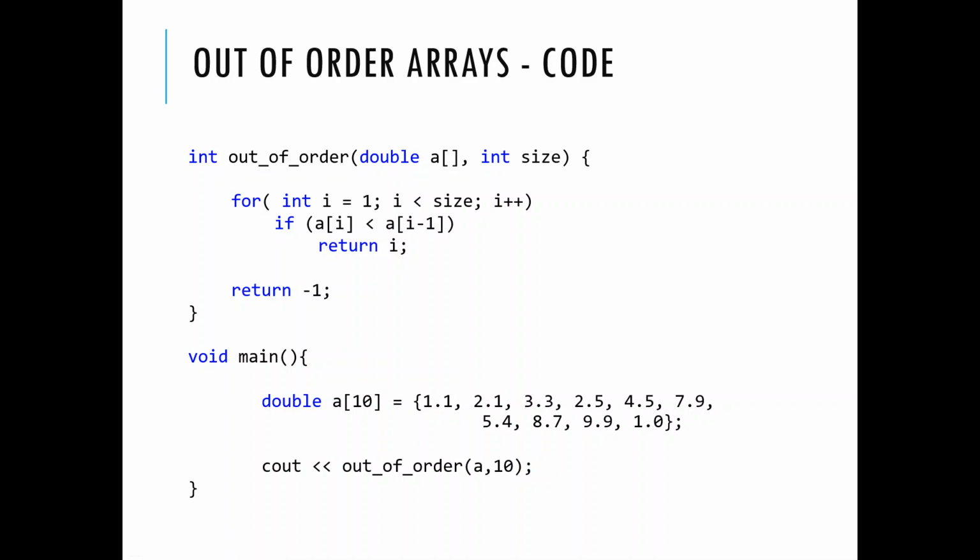If my array was completely in order, I would keep on not having it ever be smaller than the previous. It's always going to be larger than or equal to the previous value, and therefore it must be in order.